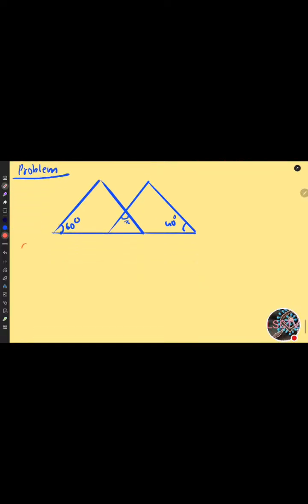See. Given, let's say this is triangle 1, this is triangle 2. Triangle 1 is equal to triangle 2. I already told you this. This is 60 degrees, so this will also be 60 degrees. This is 40 degrees, this will also be 40 degrees. 60 plus 40 gives you 100 degrees. 180 minus 100 is equal to x. X is equal to 80 degrees, because two angles are equal. Okay.